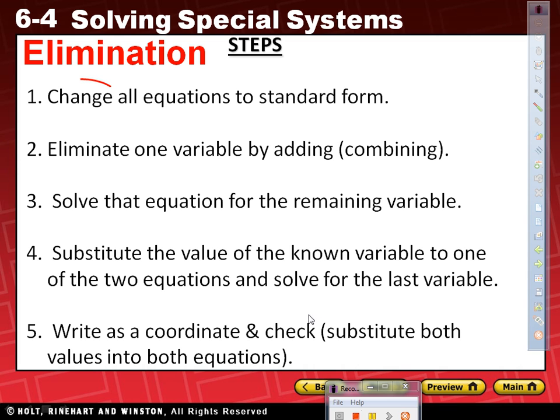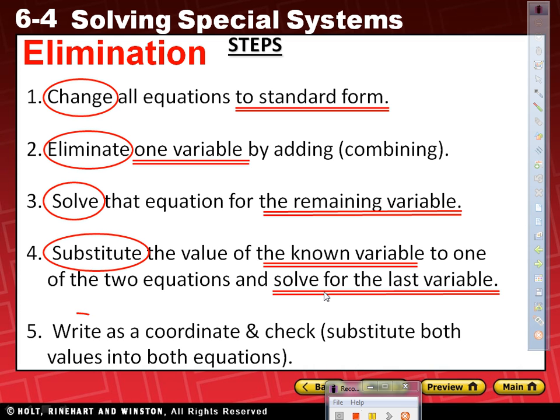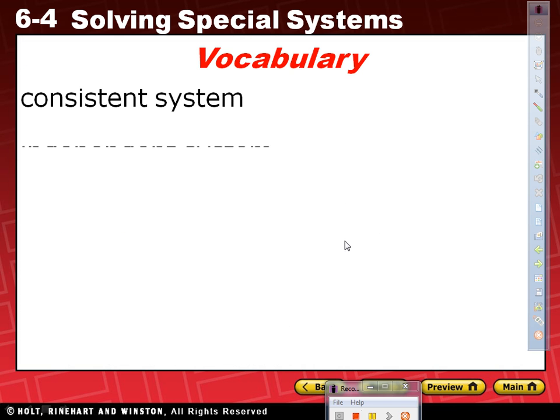Remember, we also did some signs for it. Change, standard form, eliminate one of the variables, solve for the remaining, substitute into one of the equations and solve, and write a coordinate and check. We know how to do all that. But today is about noticing the differences from one system to another. So here's this one. Copy this down, please.